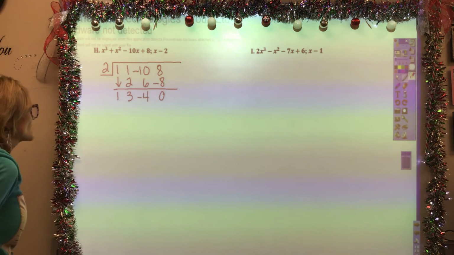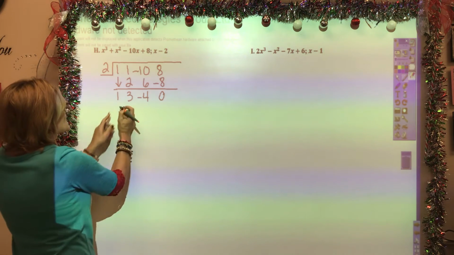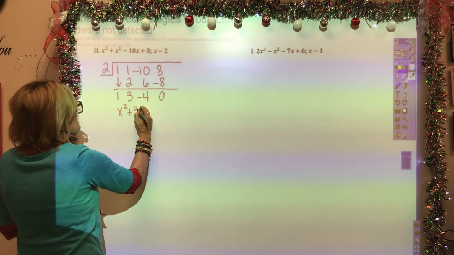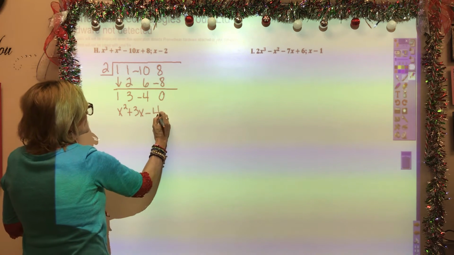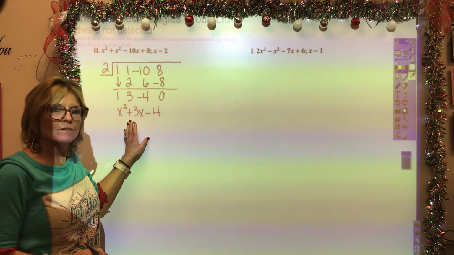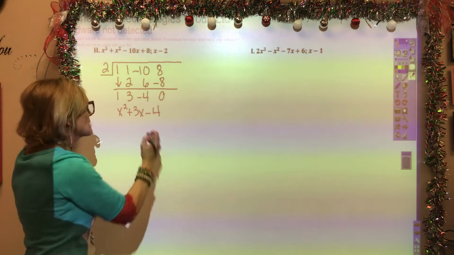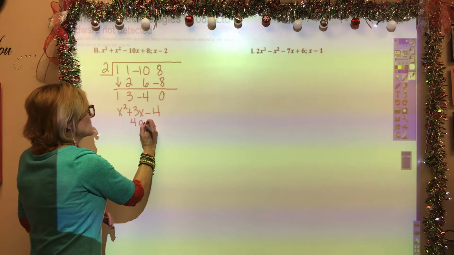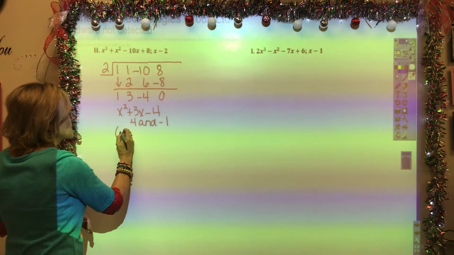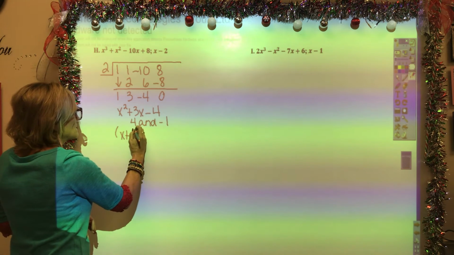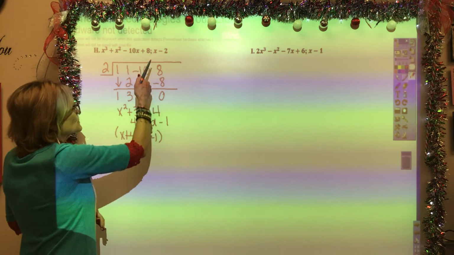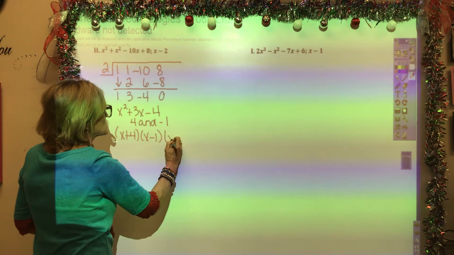Now let's factor it down. So this will now be our x squared plus 3x minus 4. So we want to know what multiplies to negative 4 and adds to positive 3. Well, that would be a 4 and a negative 1. So we will have x plus 4, x minus 1, and our initial factor, we don't want to forget it, of x minus 2.